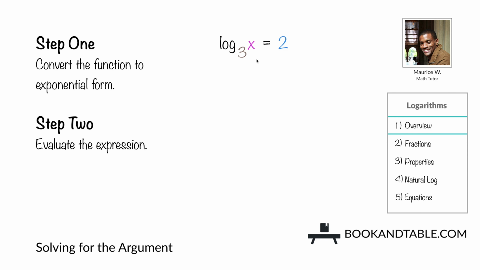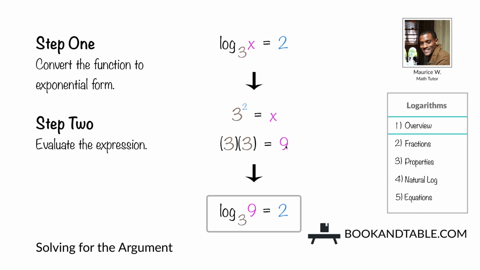Step 1, we want to convert the function to exponential form. So we take our base of 3, raise it to a power of 2, and set that equal to the argument, which is x. And now step 2, we evaluate the expression 3 squared. 3 times 3 is equal to 9. So we find that the argument x is equal to 9, letting us know that log of base 3 of 9 is equal to 2.